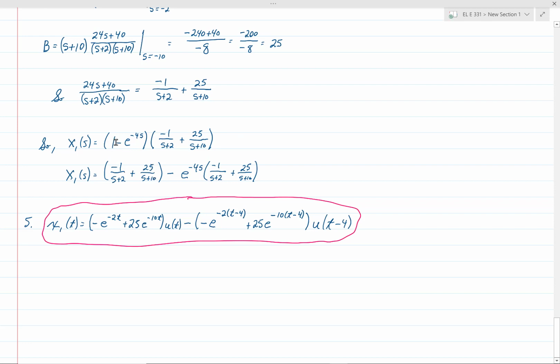So now multiplying this out, we have minus 1 over s plus 2 plus 25 over s plus 10 when we multiply by 1, and then minus e to the minus 4s times (minus 1 over s plus 2 plus 25 over s plus 10). Well, when we invert this first term, that's real easy. We have (minus e to the minus 2t plus 25 e to the minus 10t) u of t.